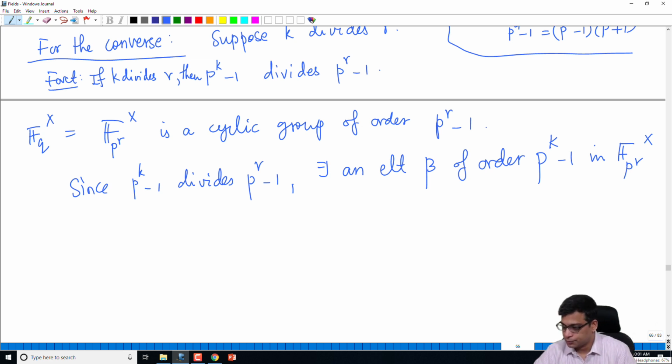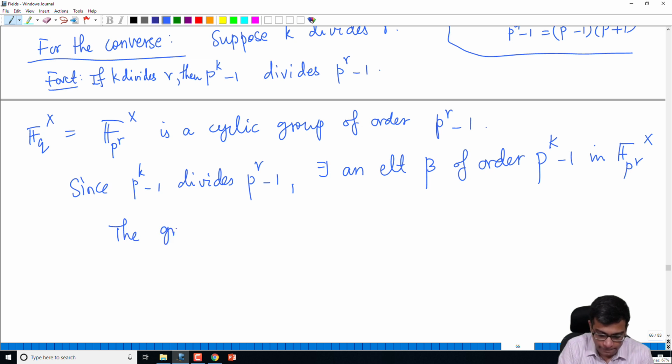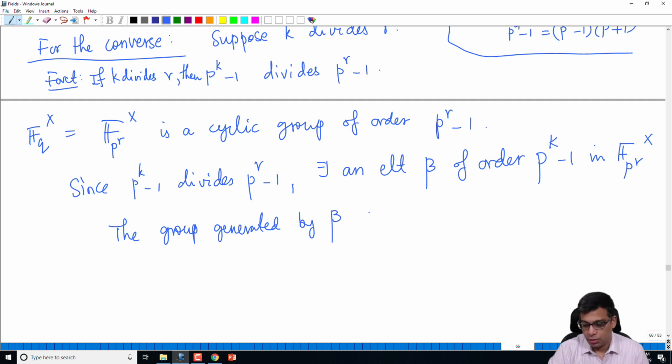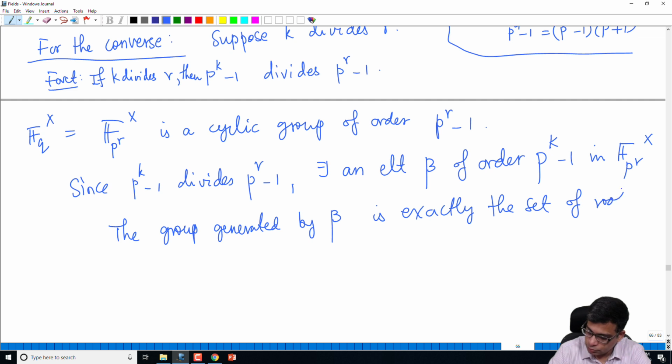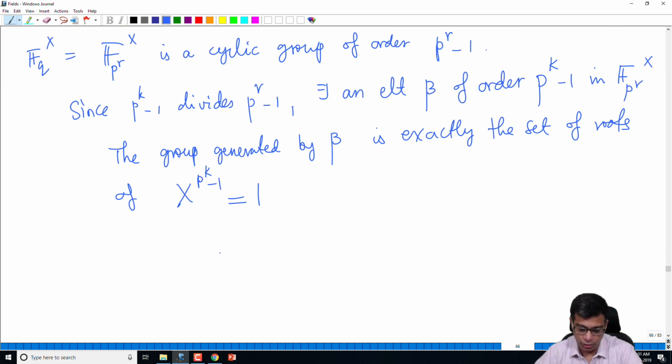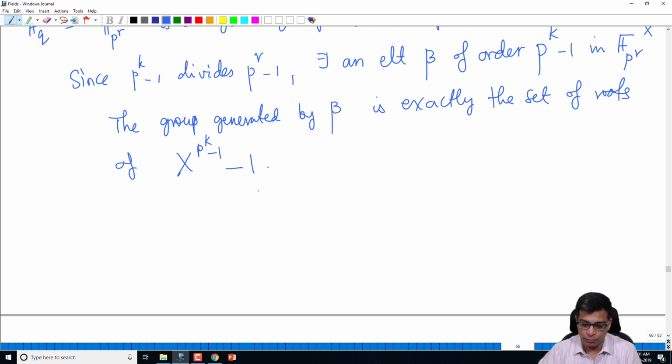So now the group generated by beta is exactly the set of roots of x power p power k minus 1 equal to 1. Because if beta has order p power k minus 1, it means beta power p power k minus 1 is equal to 1. Similarly, beta squared has that property, beta cubed has that property, all powers of beta have that property.